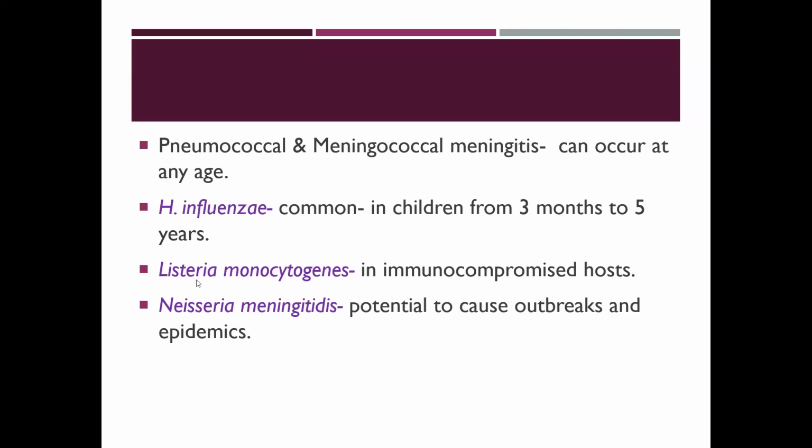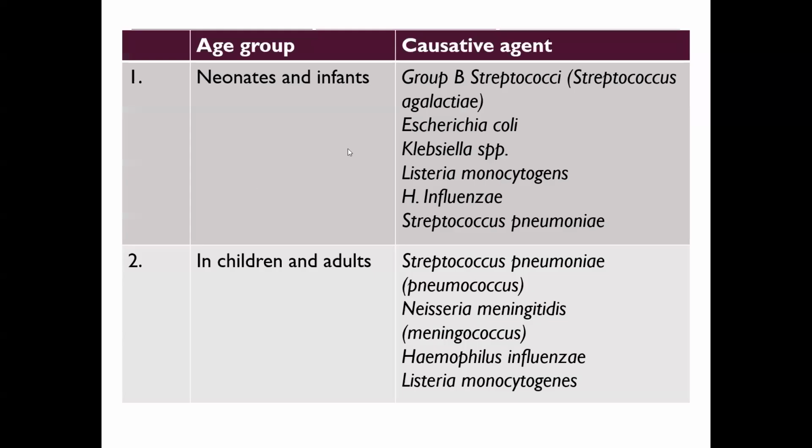Next, Listeria monocytogenes causes infections in the immunocompromised host. Immunocompromised host means those who have less immunity, especially in case of HIV infection or other immunocompromised conditions. Generally, Listeria monocytogenes causes infection. And next, Neisseria meningitidis causes severe diseases, such as outbreaks and epidemics. So this is the list of bacteria which cause meningitis.